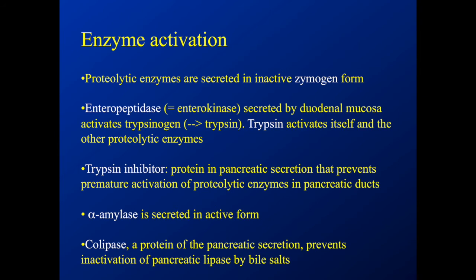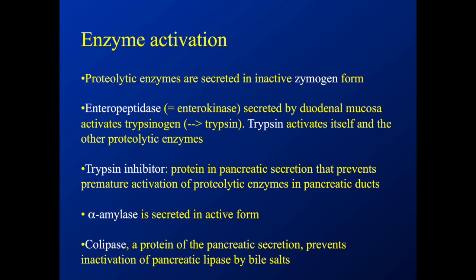Obviously, the problem with having proteolytic enzymes released is that they will cause bystander injury to the local environment if they're not activated at the right time. So proteolytic enzymes are generally secreted in an inactive form from the pancreas, the inactive zymogen form. And then you have enteropeptidases that are secreted by the duodenal mucosa, and these will activate trypsin from trypsinogen. And then trypsin will activate itself and the other proteolytic enzymes to go on and start digesting the proteins that are in the duodenum. There's a trypsin inhibitor protein in the pancreatic secretion that prevents premature activation of the proteolytic enzymes in the pancreatic ducts.